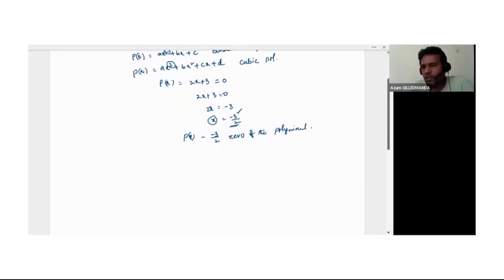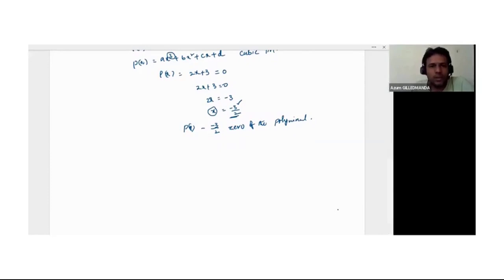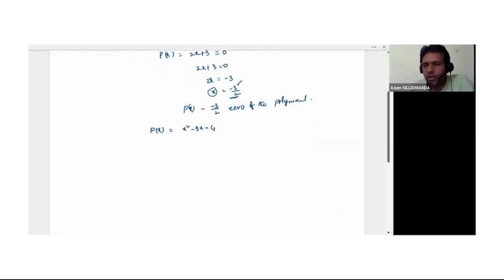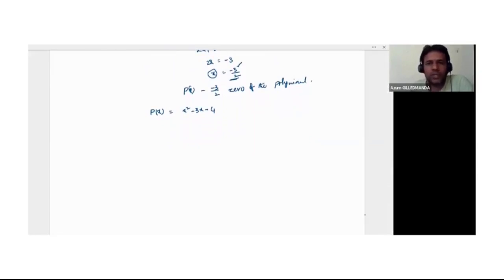And similarly, let's look at a quadratic polynomial. Quadratic polynomial means we need to have a square, right? So let's consider any polynomial. For example, let's take P of X equal to x square minus 3x minus 4. Let's say this is our quadratic polynomial. So in this quadratic polynomial, how do we find the zeros of it? That means we need to equate this to 0. So let's say P of X is 0. So x square minus 3x minus 4 is 0.